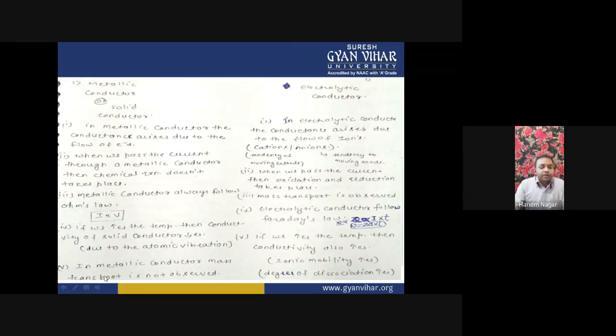So the next point is that in metallic conductors, mass transport is not observed, while in the case of electrolytic conductors, mass transport is observed. There is transport of mass in the electrolytic conductors, while not in the metallic conductors, because there is only the flow of the electrons.